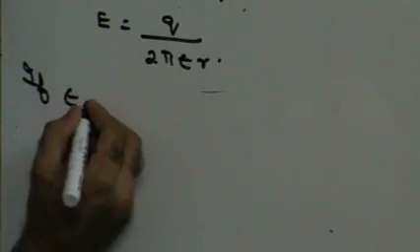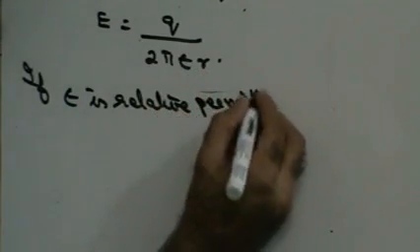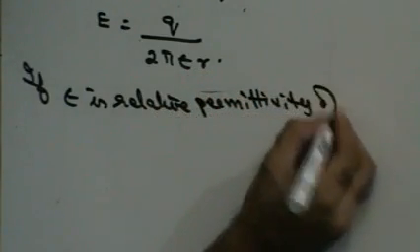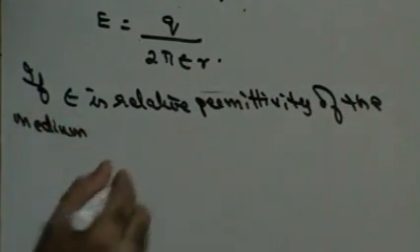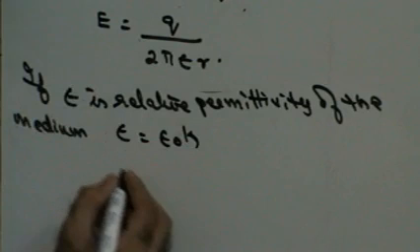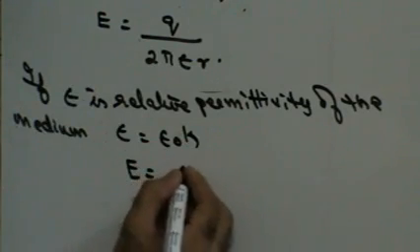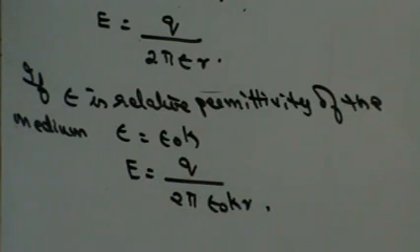Fine, do we get this thing clear? Now if epsilon is the relative permittivity of the medium, then epsilon will be equal to epsilon 0 K, in which case the electric intensity at a point r will be Q upon 2 pi epsilon 0 K r.